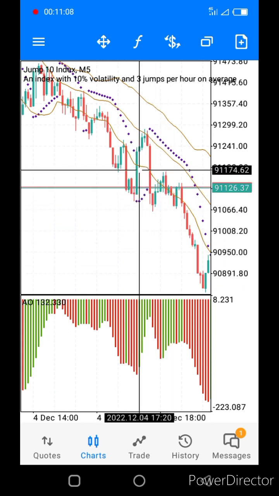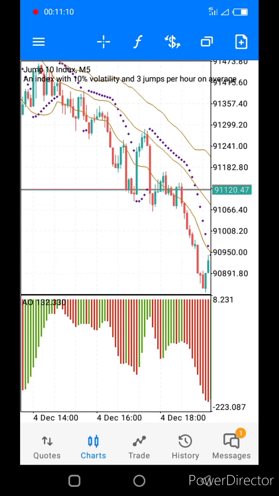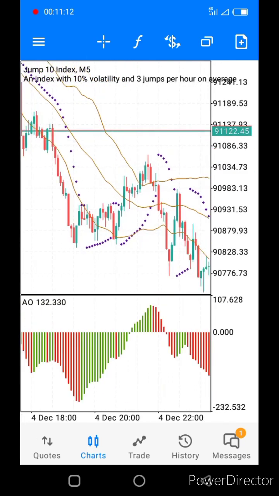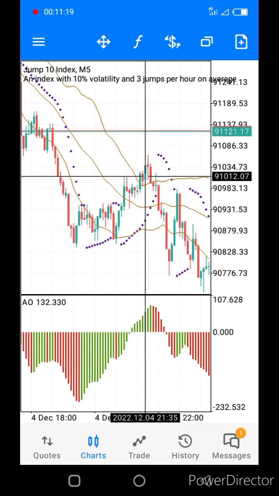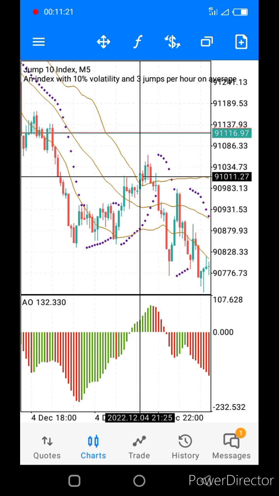So we have a pullback here. We have another entry here. What happened to the market? The market went down. So we have another sell entry here. But what happened to our trade? It closes outside the what? The Bollinger Band. So that is a loss.